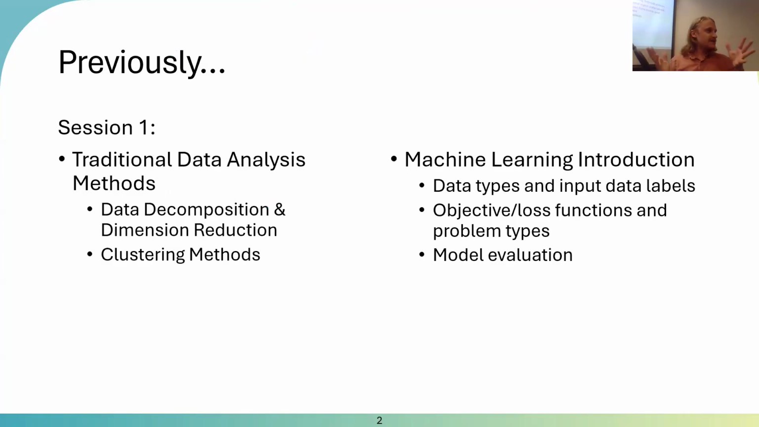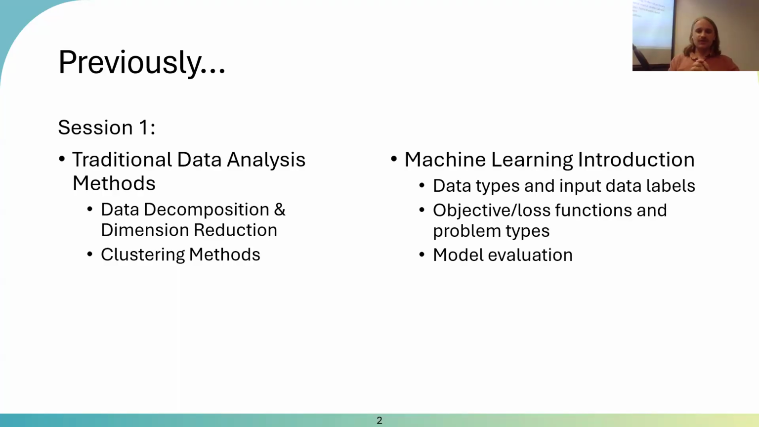So I want quickly to give either a reminder or perhaps a quick introduction to what was covered in the previous session. We did talk about traditional data analysis methods, specifically with data decomposition and dimension reduction techniques, such as proper orthogonal decomposition in the form of PCA or SVD. And then we briefly went over various traditional clustering methods, such as k-means or k-nearest neighbor.